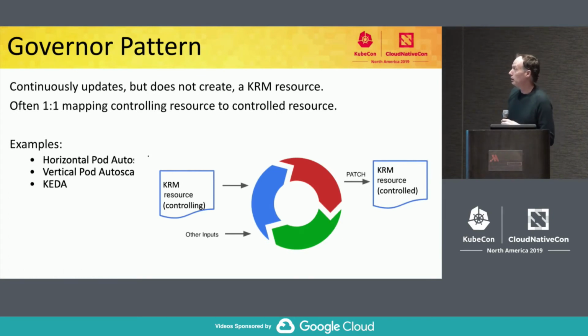Fourth one is the governor pattern. So this is where you're continuously updating a resource, but you didn't create it and you don't own it, and you can detach the governor or add it to a resource. I'm not sure why this is covering up, but it's supposed to say horizontal pod autoscaler, vertical pod autoscaler, and then a project called KEDA. I'm not sure how to pronounce that. This is one I could find the least examples of, but I wanted to include it for completeness.